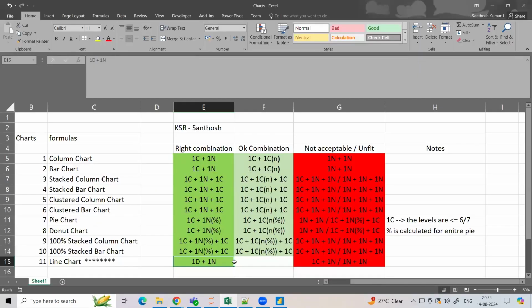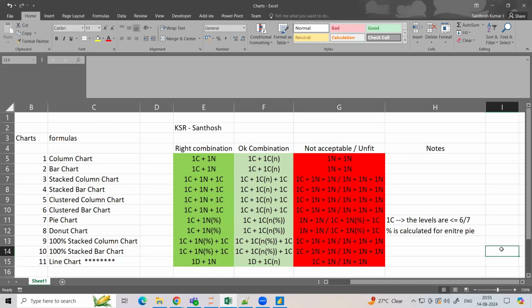So can I say that it will also work even though you have given a categorical field, which is giving a count in the form of a number? Can I say this will work? 1D plus 1 categorical data also, this is the right chart? Yes?